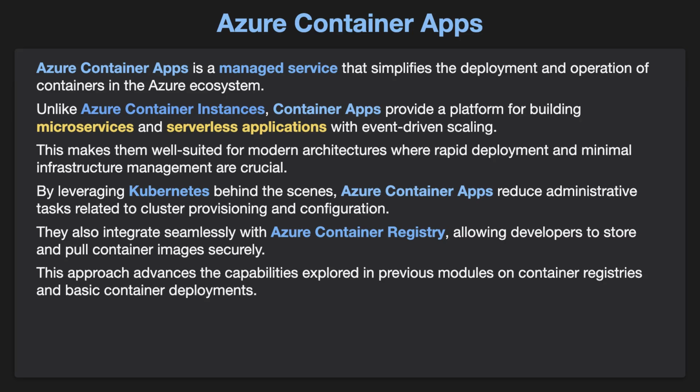By leveraging Kubernetes behind the scenes, Azure Container Apps reduce administrative tasks related to cluster provisioning and configuration. They also integrate seamlessly with Azure Container Registry, allowing developers to store and pull container images securely. This approach advances the capabilities explored in previous modules on container registries and basic container deployments.